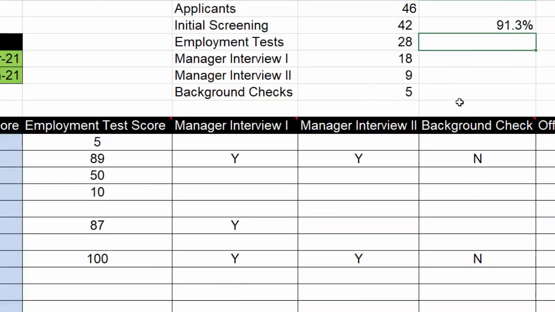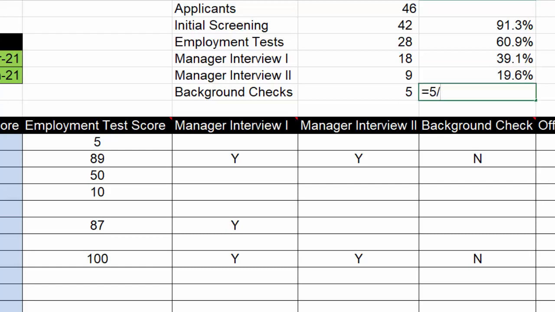Now, how many of those made it through employment tests? Well, 28 out of 46. 60%. How many through the next stage? 18 out of 46. 9 out of 46. And the last one is 5 out of 46, 10.9%. So that's not bad. And the way I look at it is that you've done recruitment properly. You've attracted not just anybody out there with no qualifications. You attracted around 90% of people who had at least some minimal qualification. They might not have scored high, but at least they had their basic minimum, right? That's pretty good. You're attracting the right people at the right place at the right time.